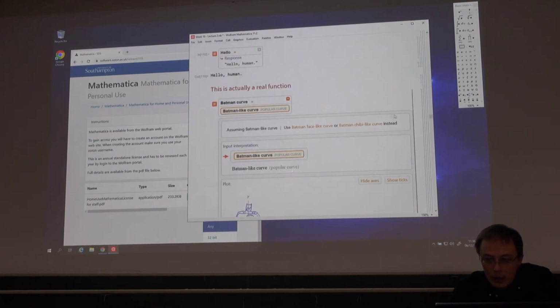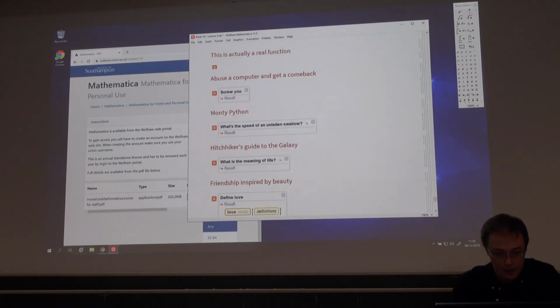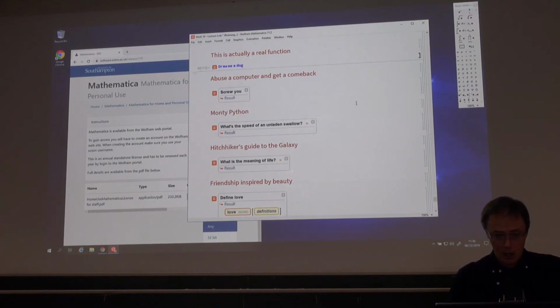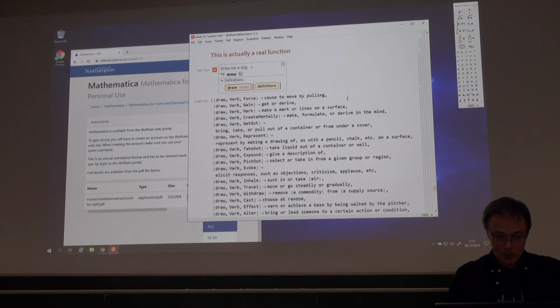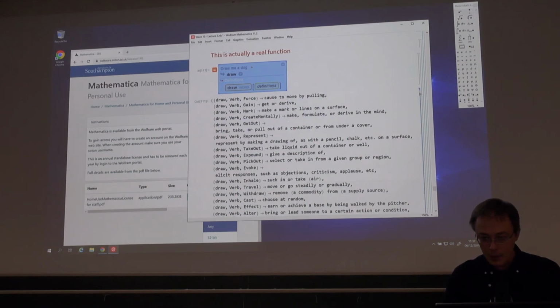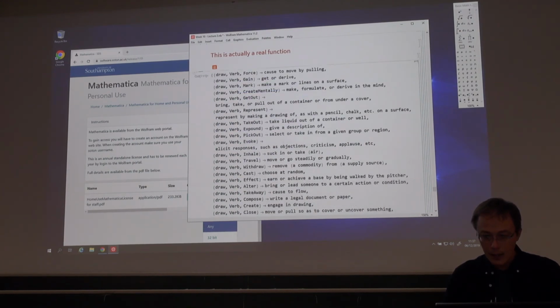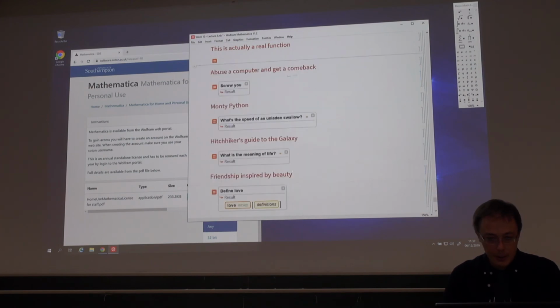Or if we try and remove that, say draw me a dog, it might do it. Come on, draw me a dog. It used to do it. It changes over time what it does because the developers are working on it. Okay, but I think the rest of the examples, right?